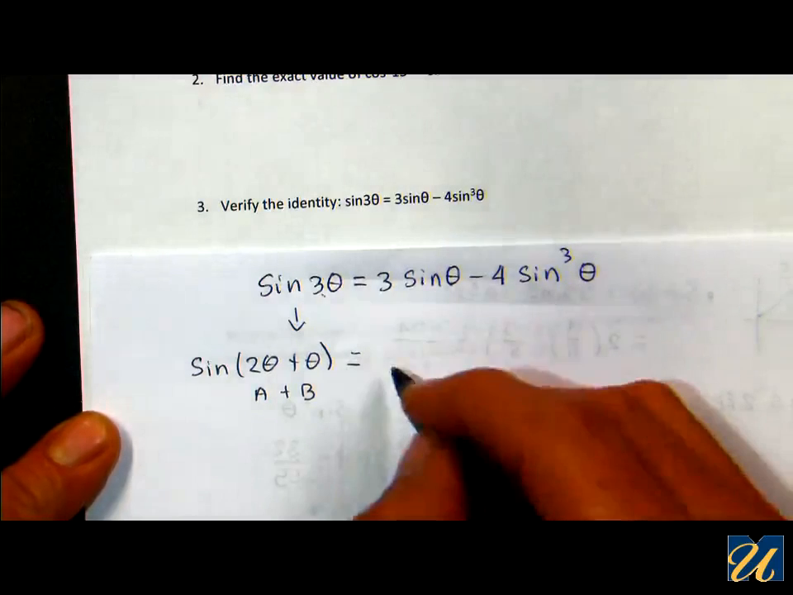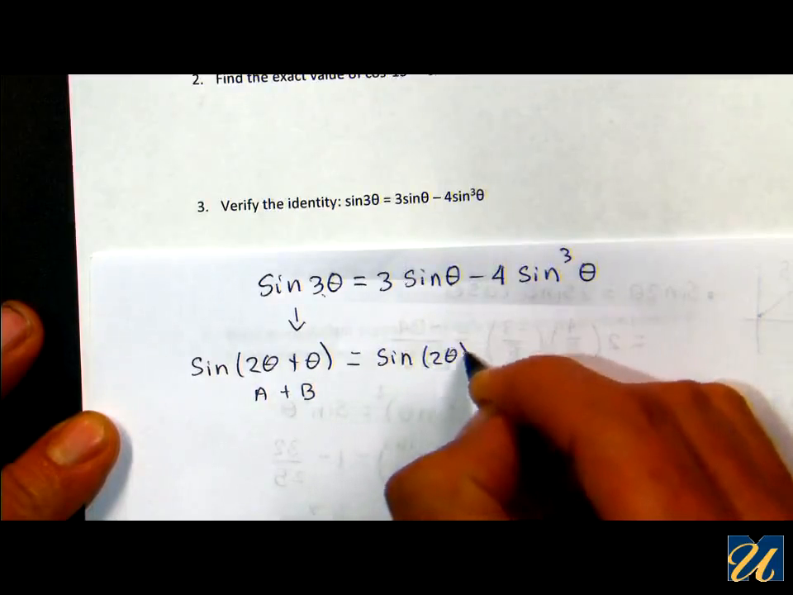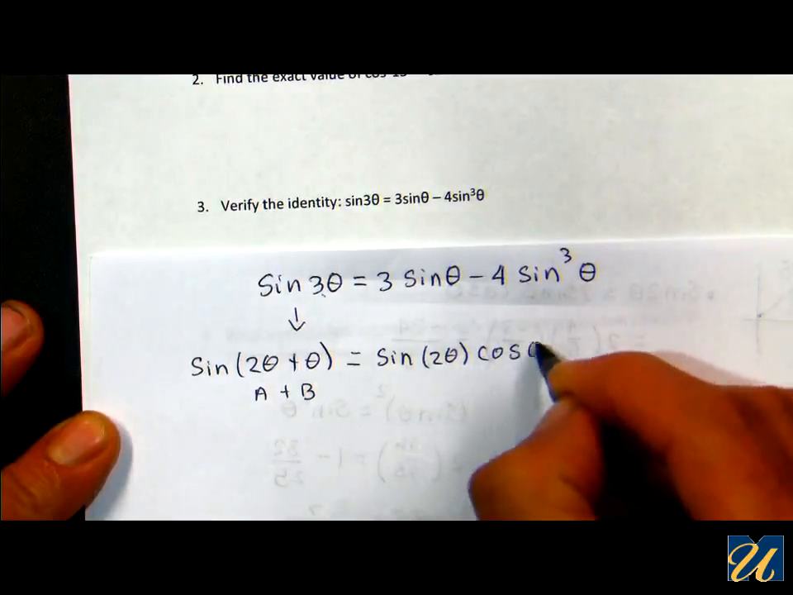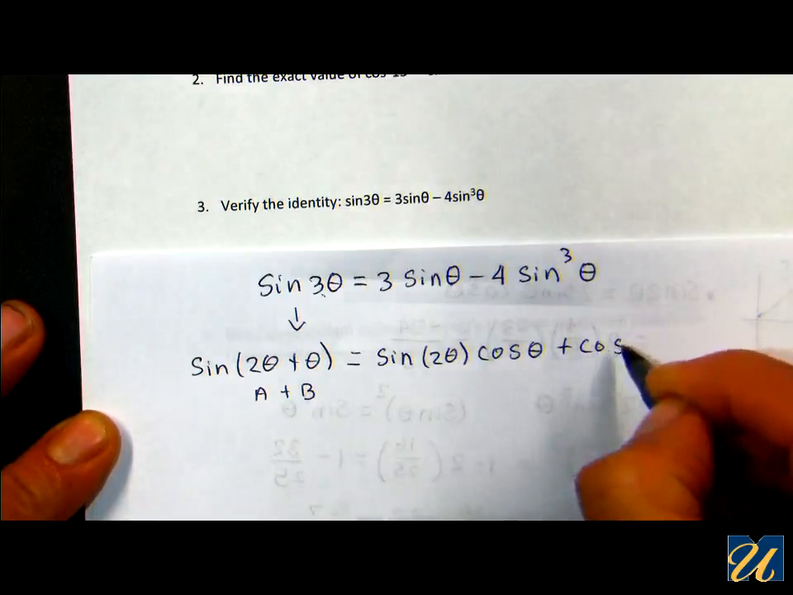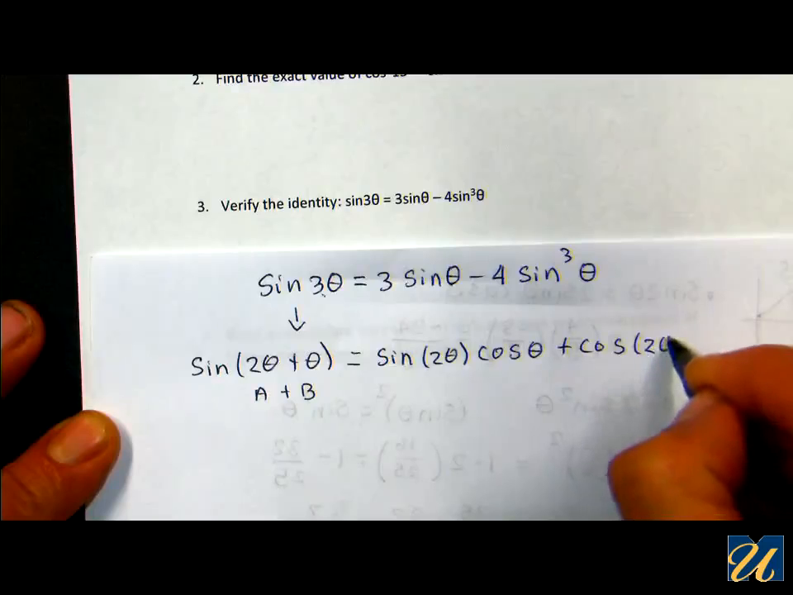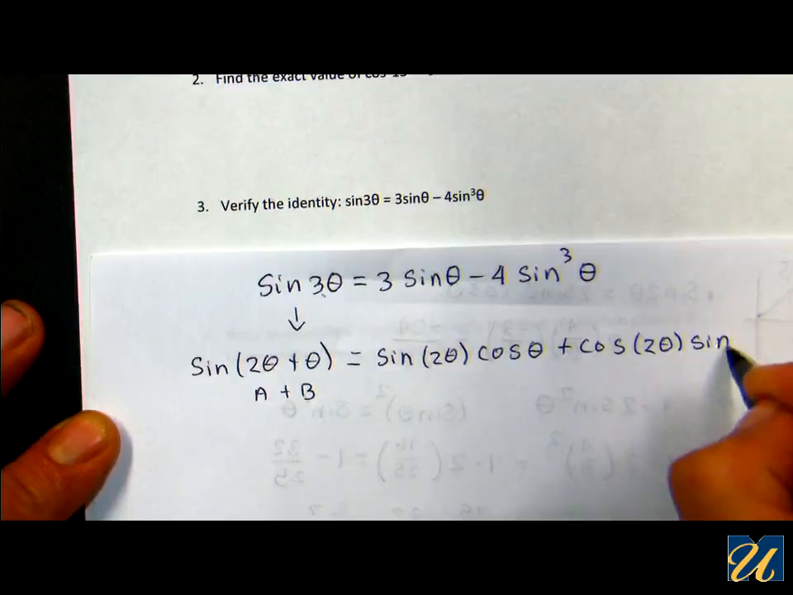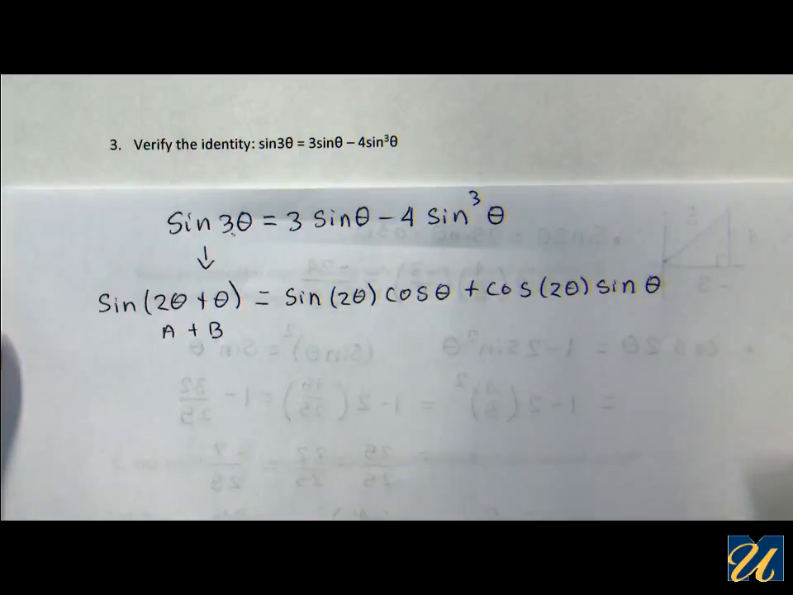So this will be the sine of A, that's sine 2 theta, times the cosine of B, that's theta, and then plus the cosine of A, that's 2 theta, multiplied by the sine of the second angle, theta. So that's my idea so far. Okay, now what?